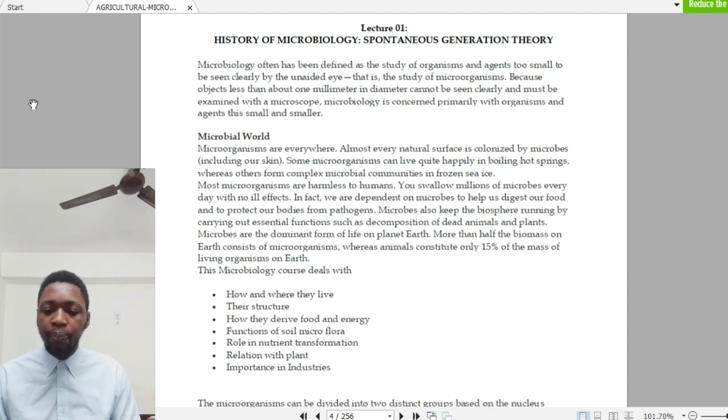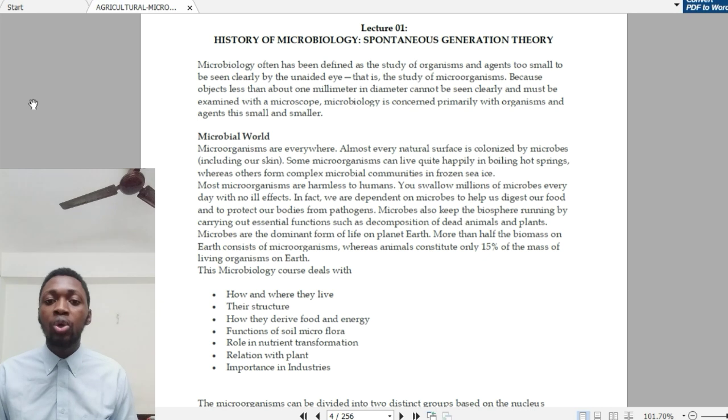Microbes also keep the biosphere running by carrying out essential functions such as the decomposition of dead animals and plants. Microbes are the dominant form of life on planet Earth. More than half the biomass on Earth consists of microorganisms, whereas animals constitute only 15% of the mass of living organisms on Earth.